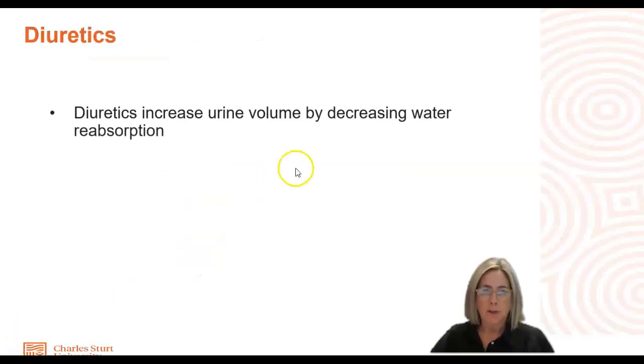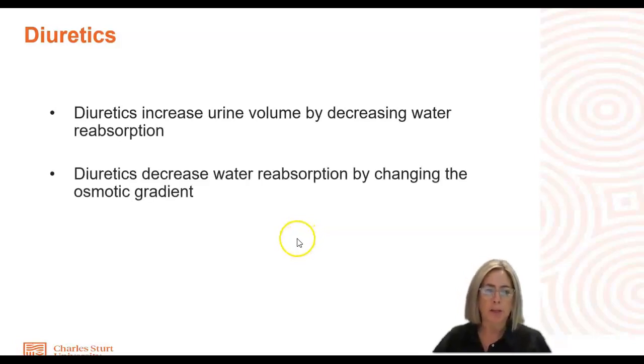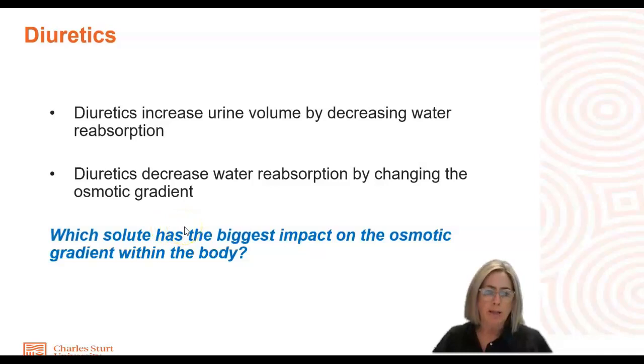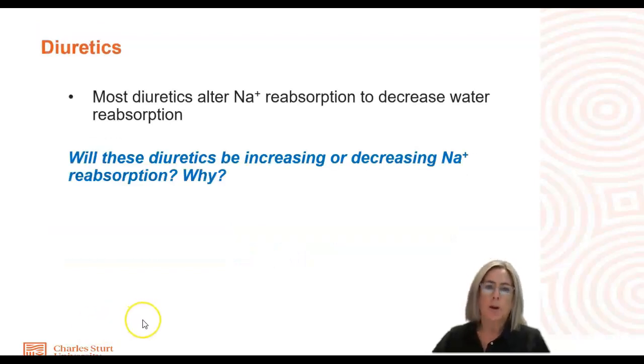So diuretics increase urine volume by decreasing water reabsorption from the filtrate back into the blood. And diuretics decrease water reabsorption by changing the osmotic gradient. So which solute then has the biggest impact on the osmotic gradient within the body? And I think, again, everybody would get the answer correct there in terms of sodium. So most diuretics will alter sodium reabsorption to therefore decrease water reabsorption. So most diuretics will alter sodium reabsorption from the filtrate back into the blood. By doing that, it will also decrease the water reabsorption.